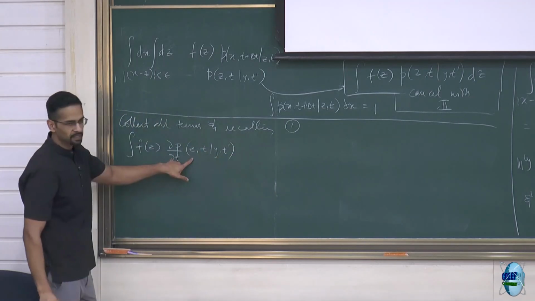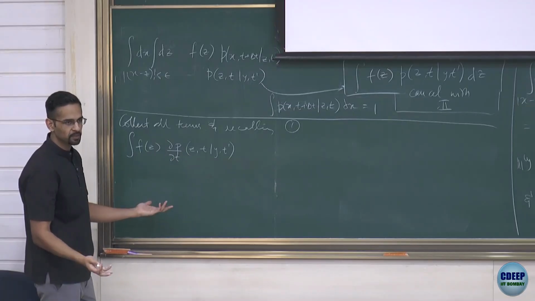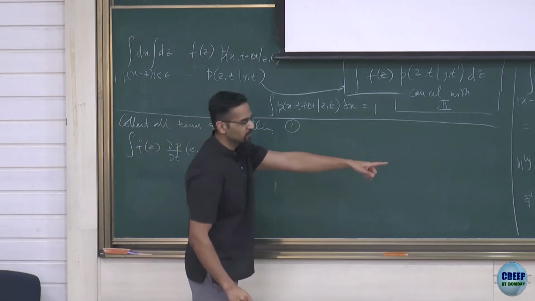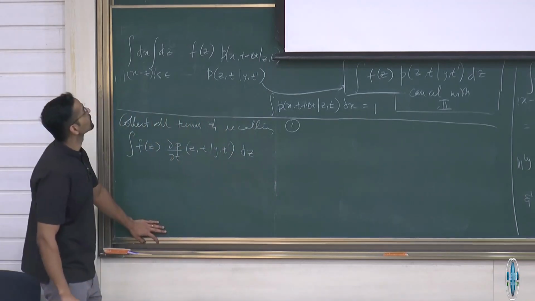You notice I flipped x and z, right? But that doesn't matter, it's a change of variable. Because now I'm left with only z, no? So I've gone back to, okay, just to recall, right?